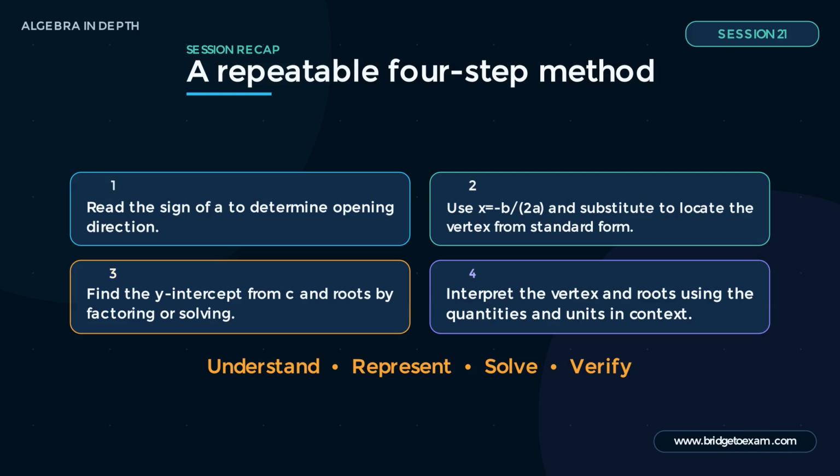Session 21 recap. Read the sign of a to determine opening direction. Next, use x equals negative b over 2a and substitute to locate the vertex from standard form. Then, find the y-intercept from c and roots by factoring or solving.